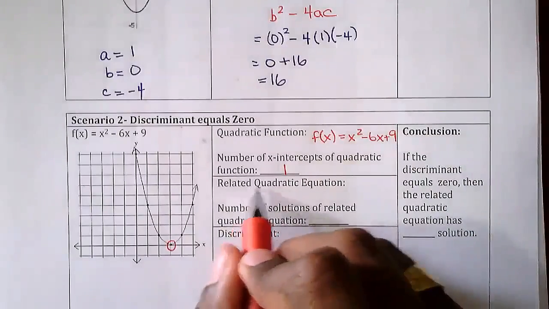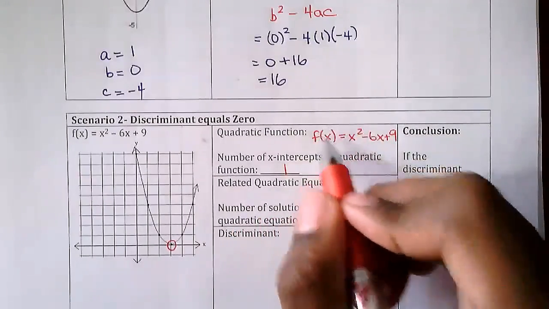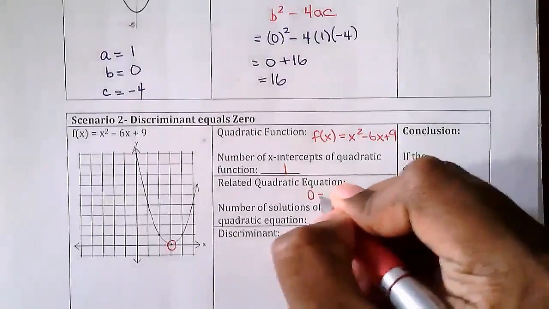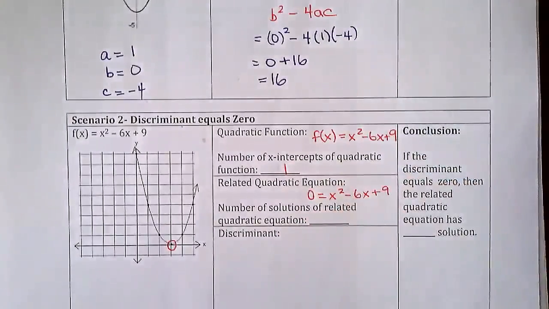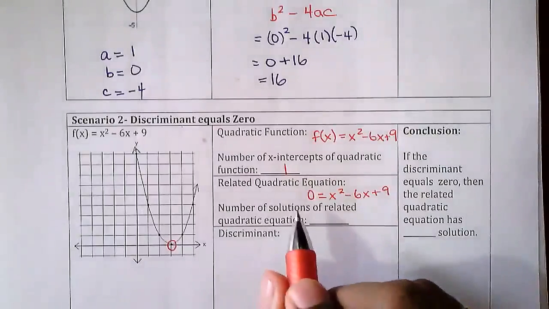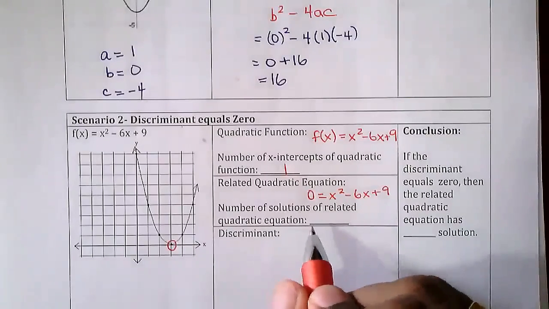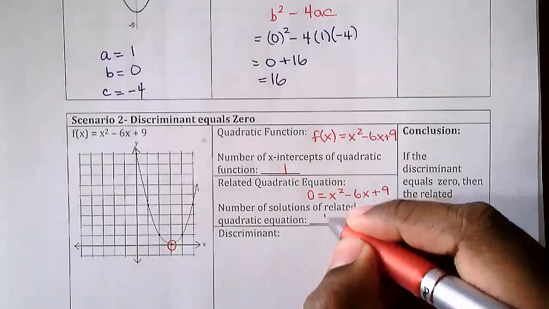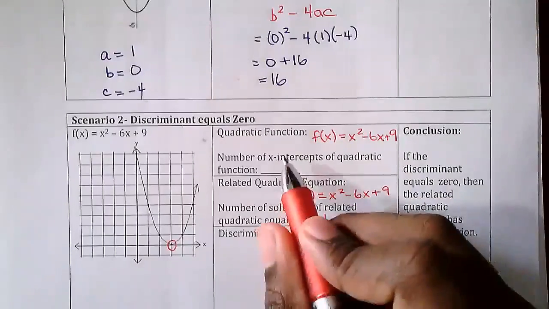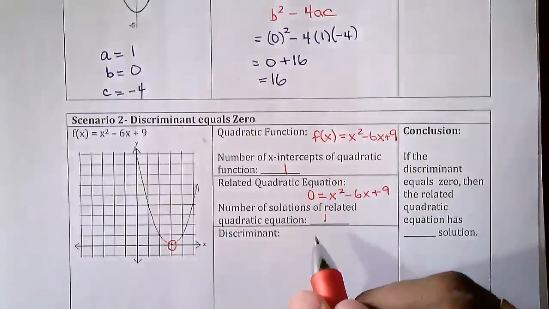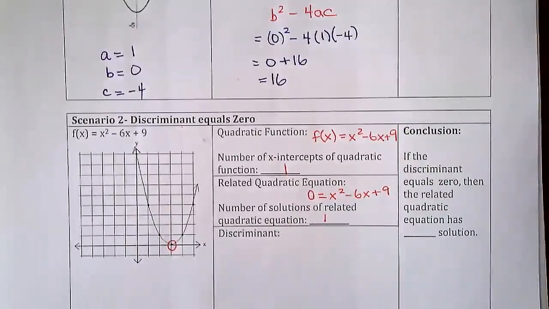Then we look at the related quadratic equation, so we just convert the f of x to 0, so 0 is equal to x squared minus 6x plus 9. And how many solutions would this related quadratic equation have? Again, you know the relationship where the number of solutions for the related quadratic equation equals the number of x-intercepts. So we can safely say that it's 1 again.